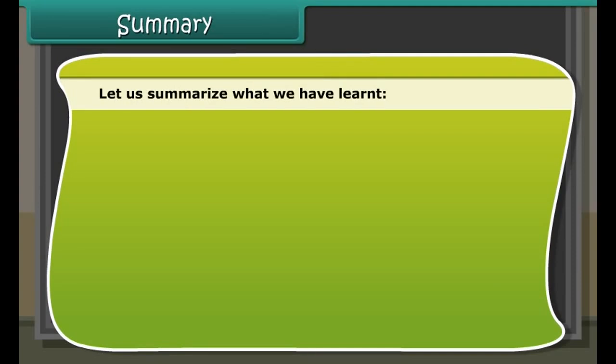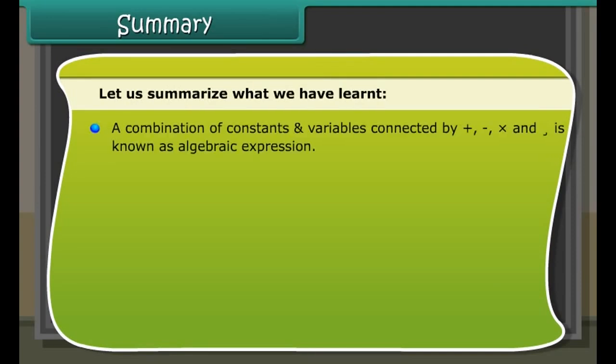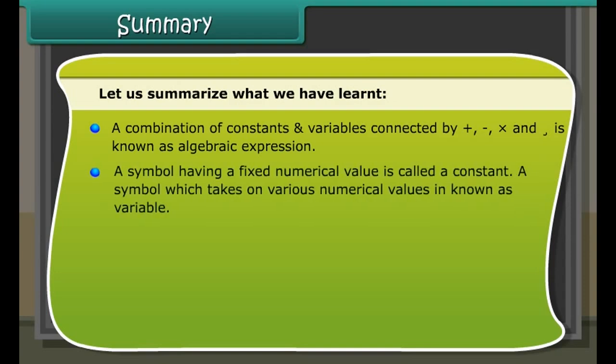Summary. Let us summarize what we have learned. A combination of constants and variables connected by plus, minus, multiplication and division is known as an algebraic expression. A symbol having a fixed numerical value is called a constant. A symbol which takes on various numerical values is known as a variable.